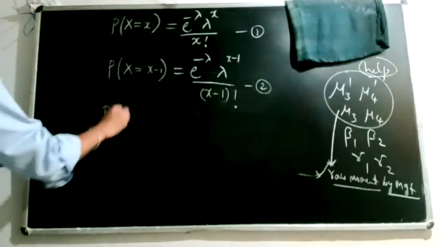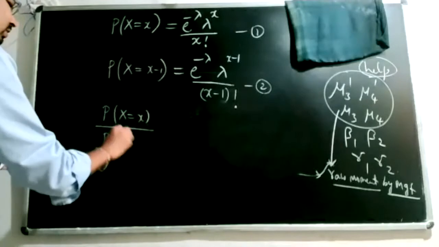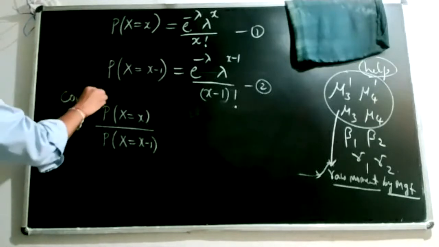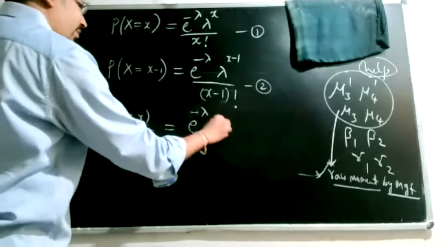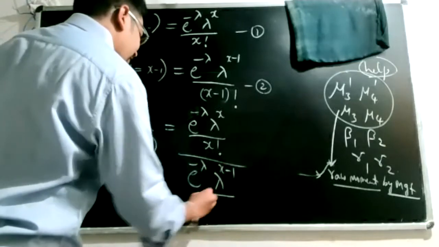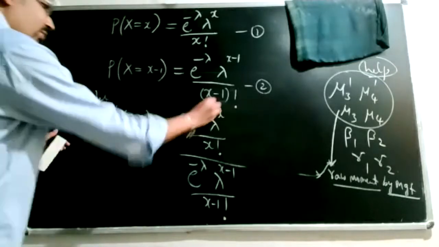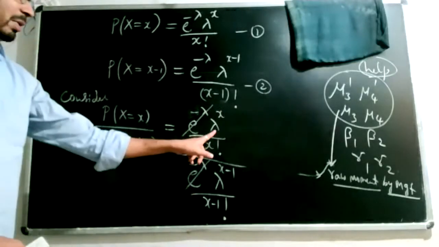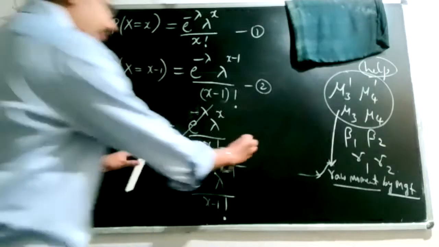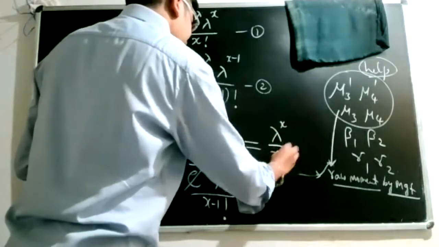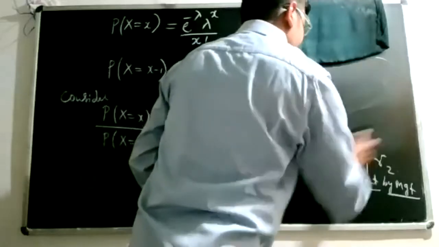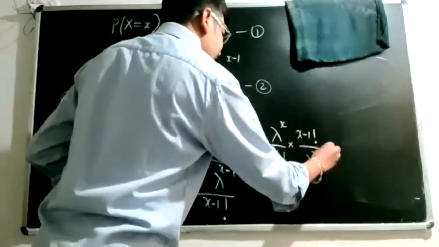Now what we do is we divide 1 by 2. If I consider P of X equal to x divided by P of X equal to x minus 1, I'll have e power minus lambda, lambda power x by x factorial divided by e power minus lambda, lambda power x minus 1 by x minus 1 factorial. So e power minus lambda gets cancelled. I have lambda power x and lambda power x minus 1, x factorial and x minus 1 factorial. So that can also be simplified. I'll have lambda power x by x factorial into x minus 1 factorial divided by lambda power x minus 1.